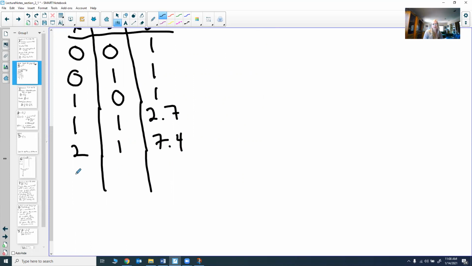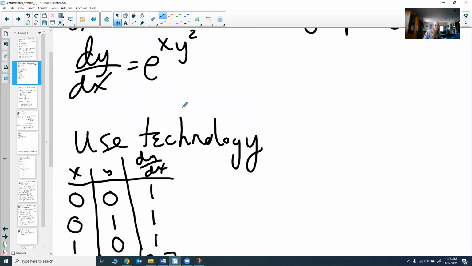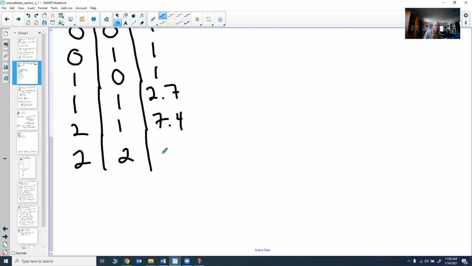Let's pick x equal to 2 and y equal to 2. Then we would have 2 times 2 squared, so 2 times 4, or 8. So I'd have e to the 8. And again, I don't know what that is, so let's find out on our calculator. That's about 2,980. So that's really, really big.